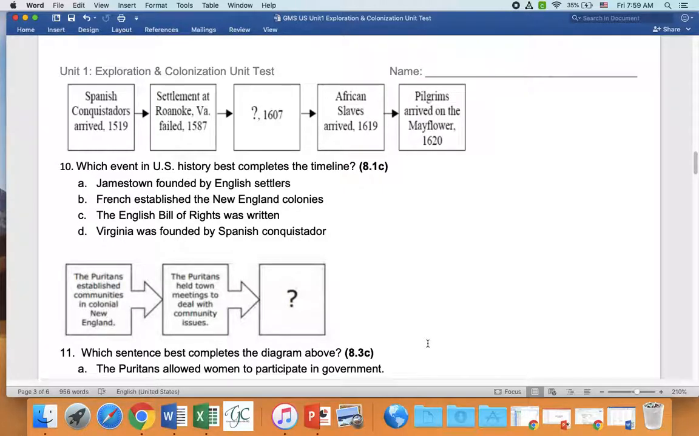So number 10 is which event in U.S. history best completes the timeline? A, Jamestown founded by English settlers. B, French established the New England colonies. C, the English Bill of Rights was written. D, Virginia was founded by Spanish conquistador.